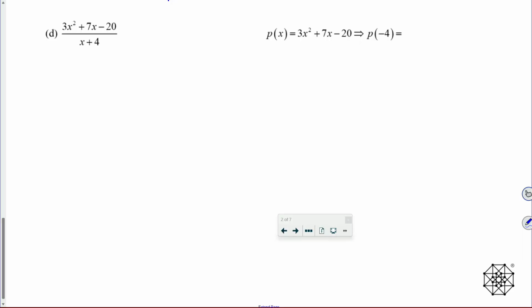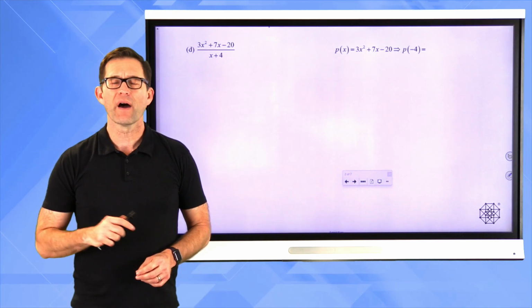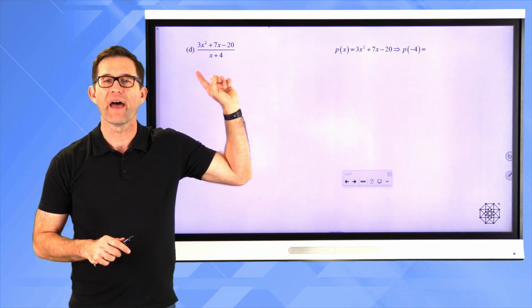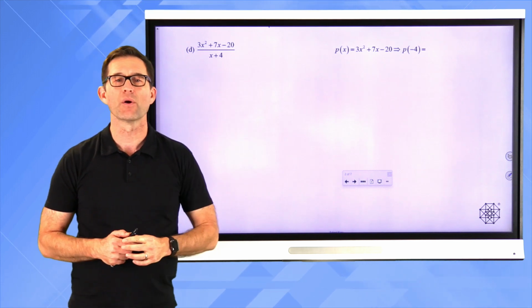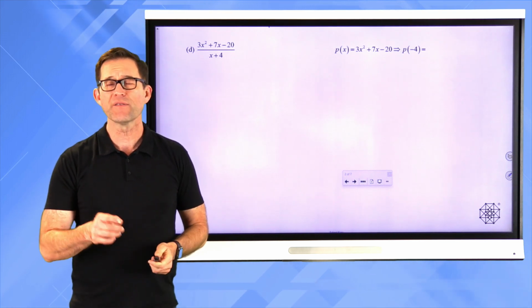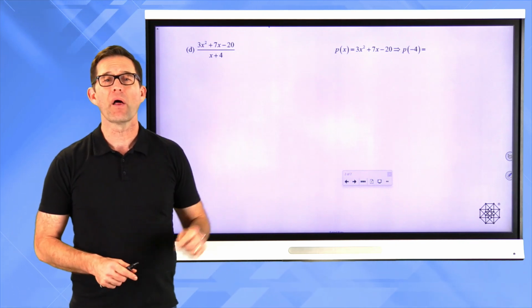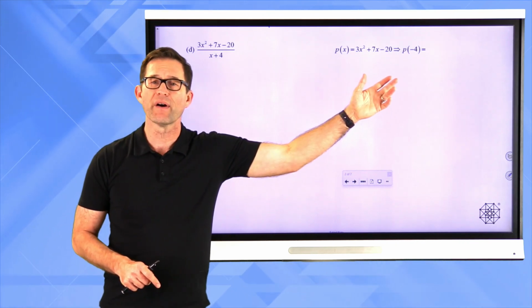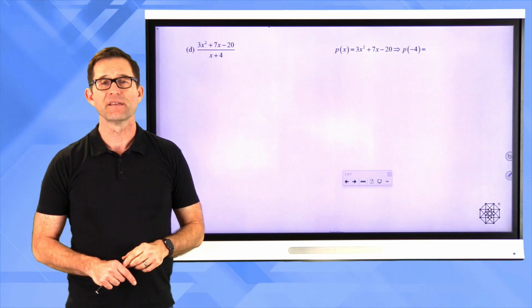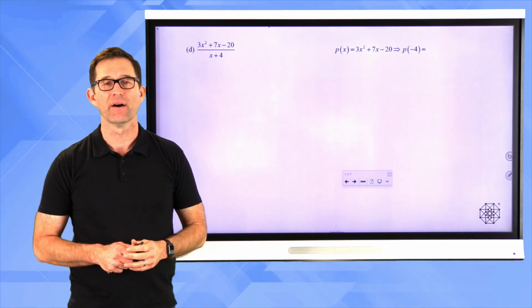Letter D. Here we have 3x squared plus 7x minus 20 divided by x plus 4. We want to write that in quotient remainder form, and we want to evaluate the numerator when x is equal to negative 4, the 0 of the denominator. So pause the video now, see if you can get through the polynomial long division, and also evaluate p at x equals negative 4. Pause the video now.